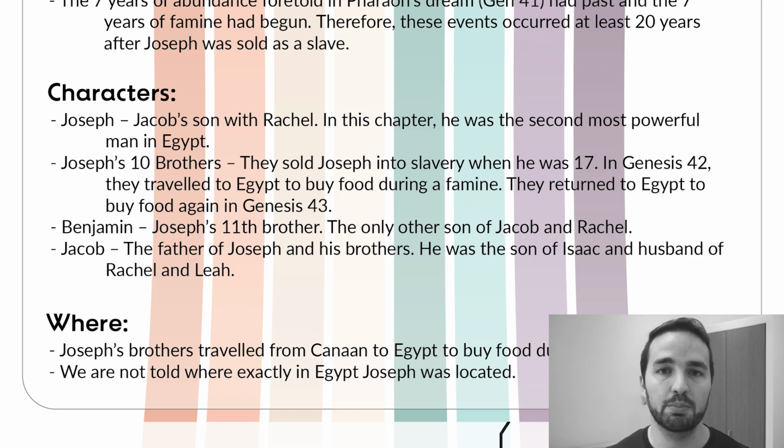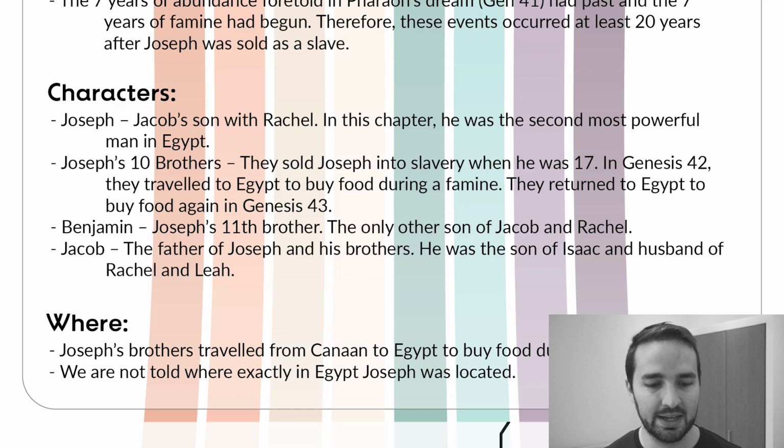We also are going to talk about Benjamin. This was Joseph's 11th and youngest brother. He was the only other brother of Jacob and Rachel. There was Joseph and Benjamin. They were both sons of Rachel. And then finally, Jacob. He was the son of Isaac. He was the father of these 12 boys that we've been talking about for quite a while now. And I think that's all I have to say on him.